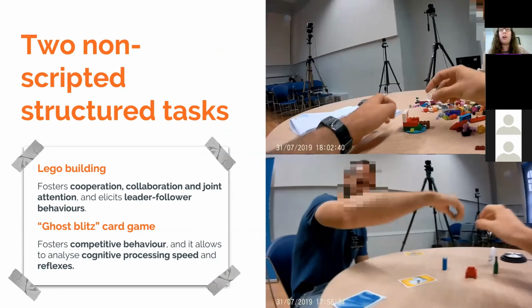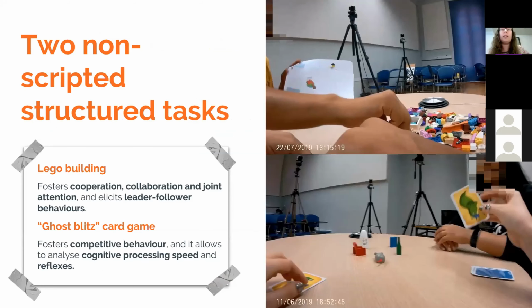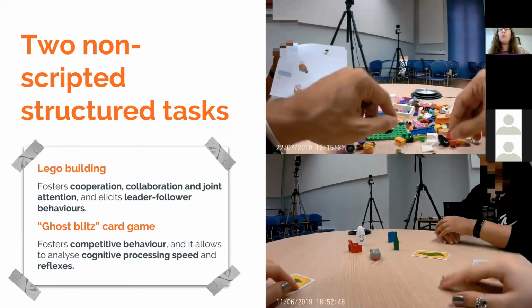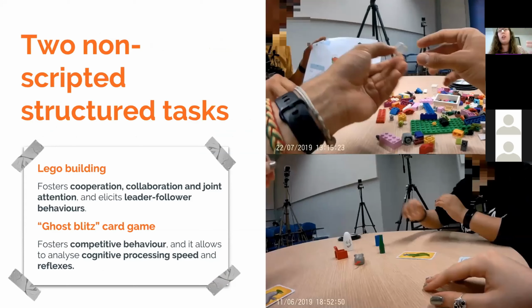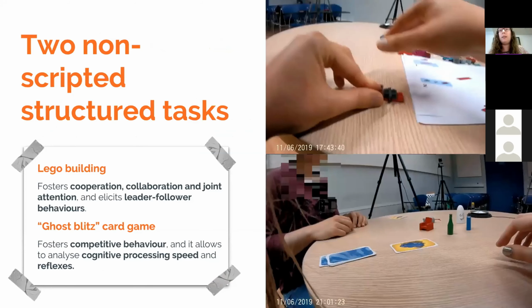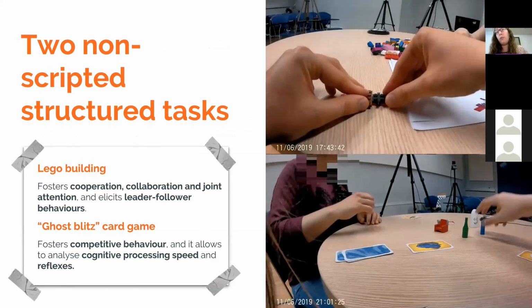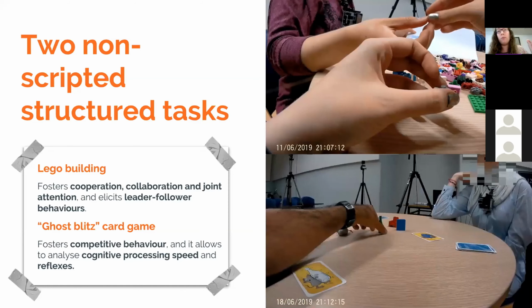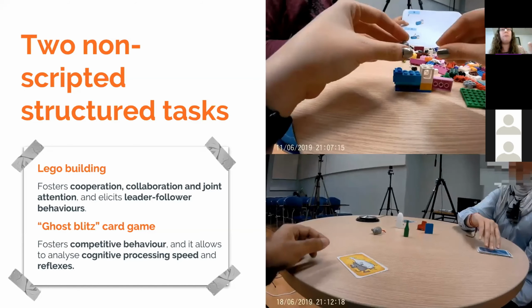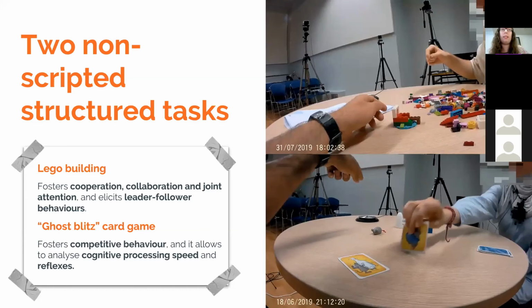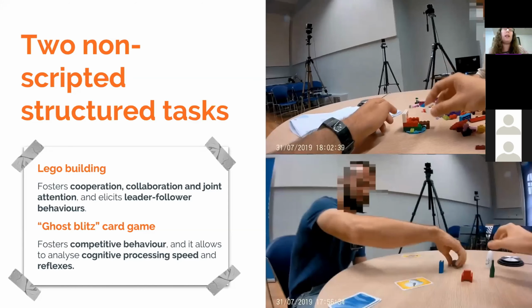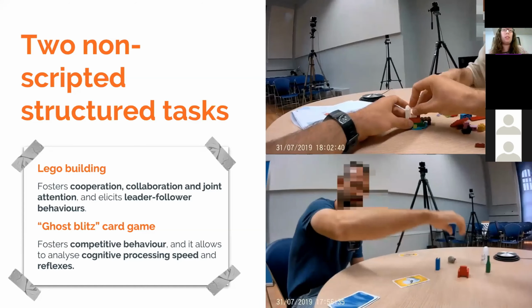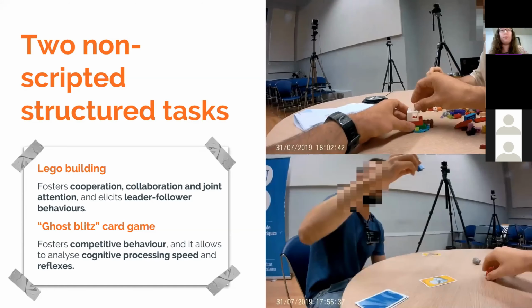Then in the video on the bottom, we have a card game called Ghost List, in which participants have to compete against each other to be the first to select the correct figurine with respect to shape and color, depending on the figurine that they see on the card. This, of course, fosters competitive behavior, and it allows us to analyze cognitive processing speed and reflexes.